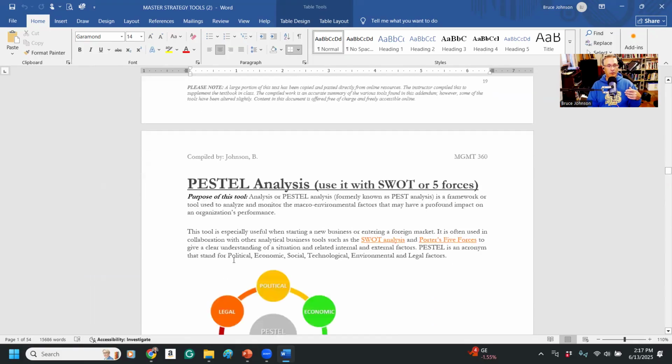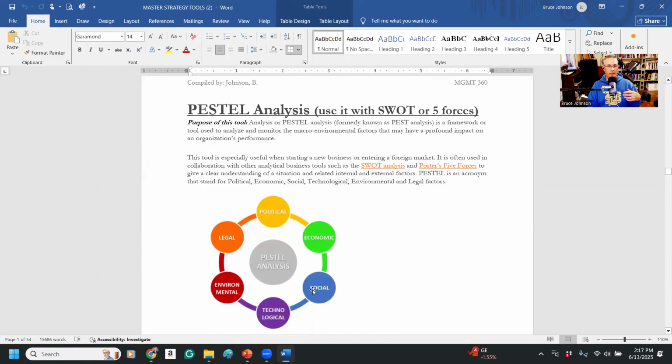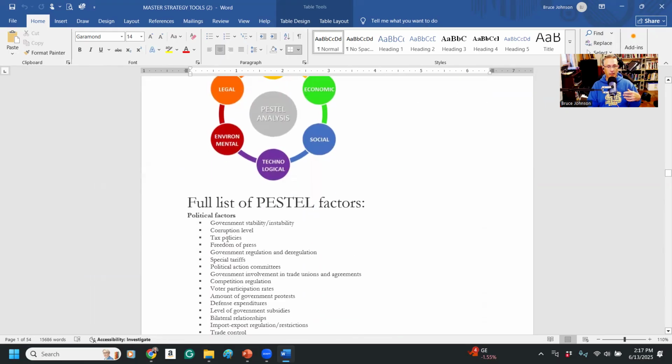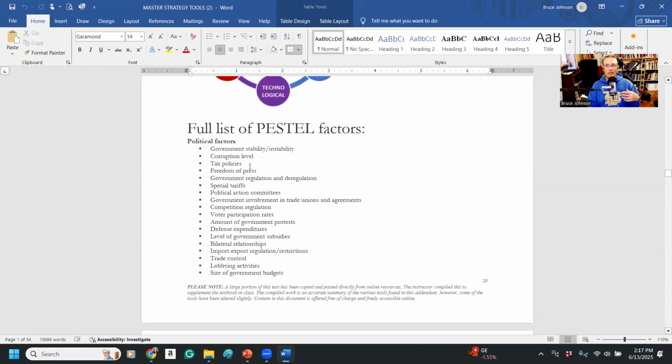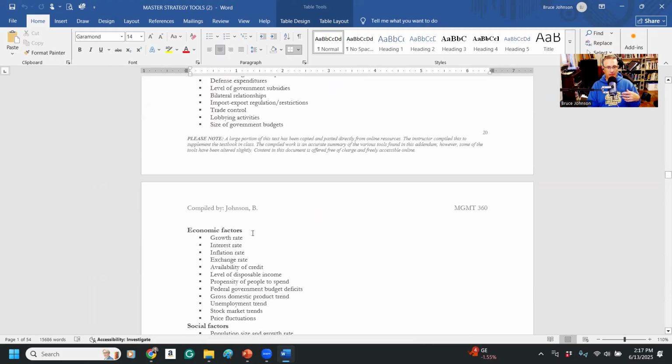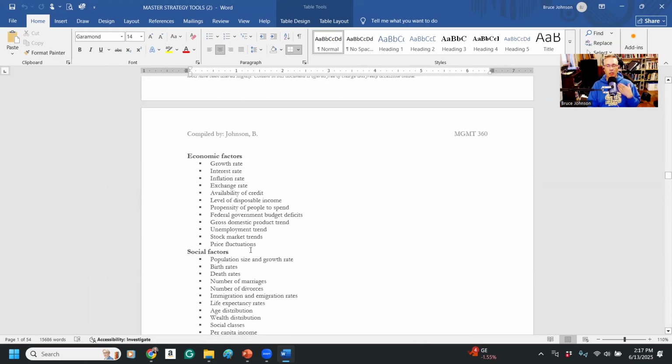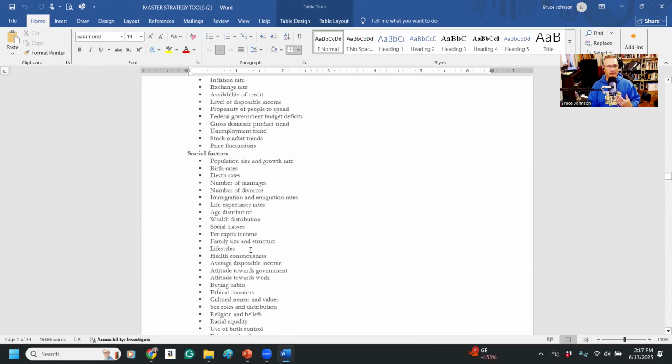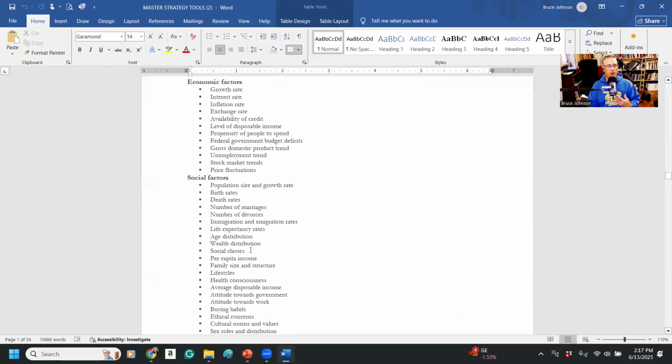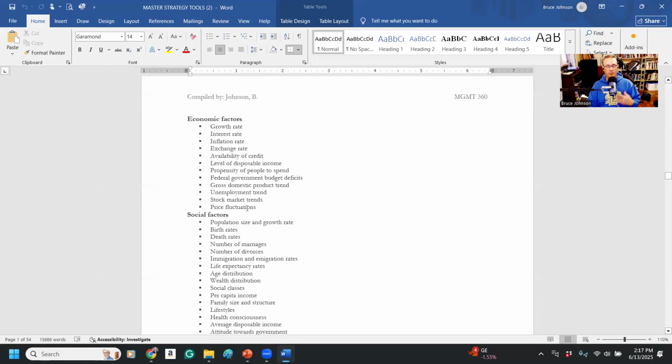Then we go down here and we have the PESTEL analysis: the political, economic, sociocultural, technological, environmental, and legal. And I've put down all of those topics that you could list to include in a PESTEL analysis. All right. So for sociocultural factors, population size and growth. In the United States right now, we have a shrinking population.